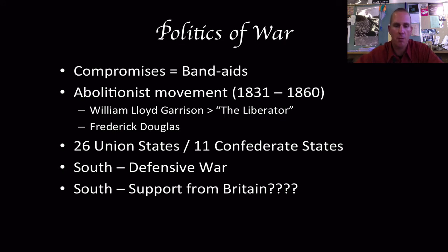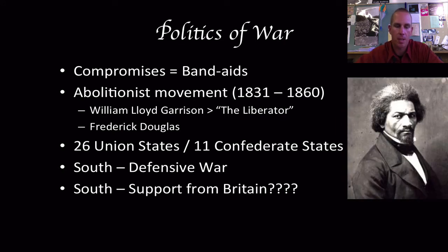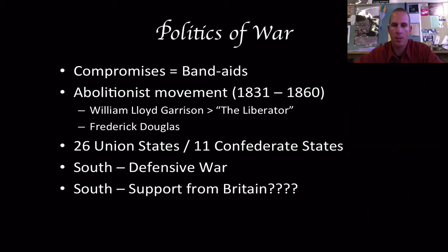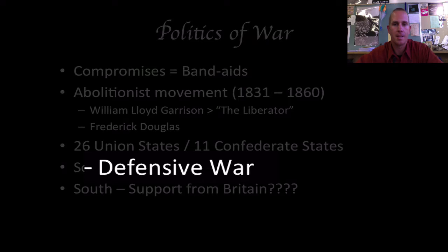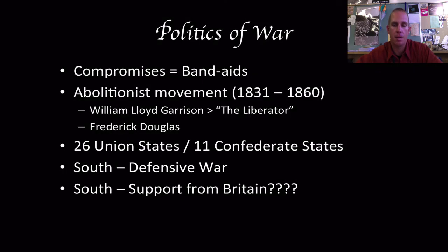Another guy is Frederick Douglass. You guys saw a picture of him in the last screencast. He is one of the most famous abolitionists with William Lloyd Garrison. The North also has the advantages in total states, 26 Union states to 11 Confederate states. The South is absolutely going to be fighting a defensive war. It is the Union, or the North, that is trying to pull the Southerners back to the United States. There's really no reason for them to fight an offensive war.